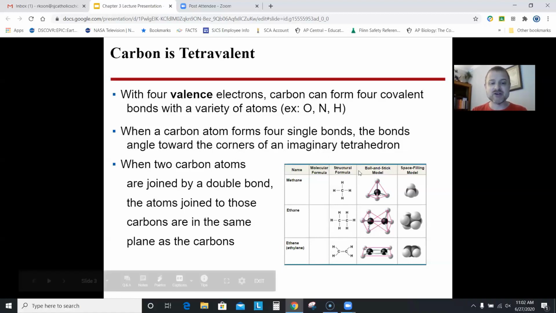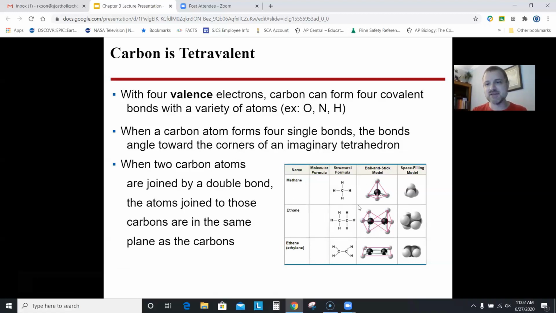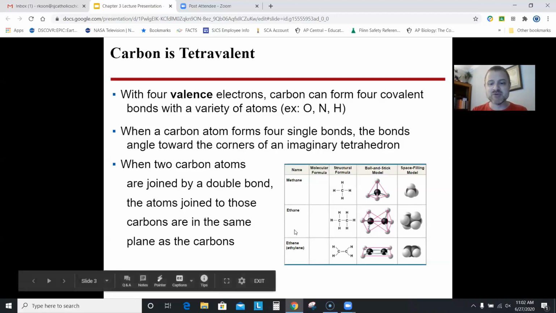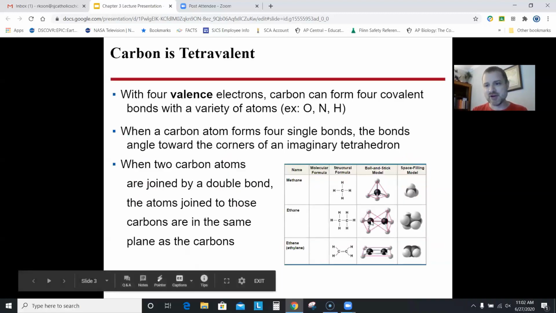This little chart here shows that carbon can do lots of cool things with those 4 bonds. It can form lots of different shapes and geometries of molecules. You don't need to have these memorized. It's just a good thing to note.